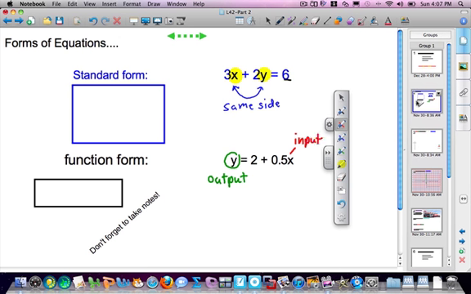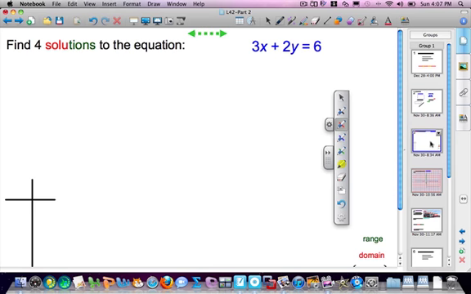Now that we have reviewed the two forms of linear equations, standard form and function form, let's take a look at how to find the solutions to equations. We're going to start with an equation in standard form, 3x plus 2y equals 6. My first move will be to begin to take this equation and put it into function form. Typically we're going to solve for y, so we'll follow that same pattern today and begin to isolate the y variable. First move will be to subtract 3x from both sides.